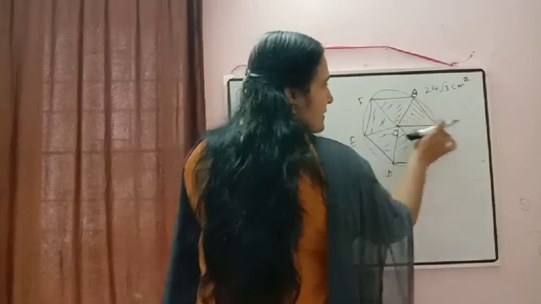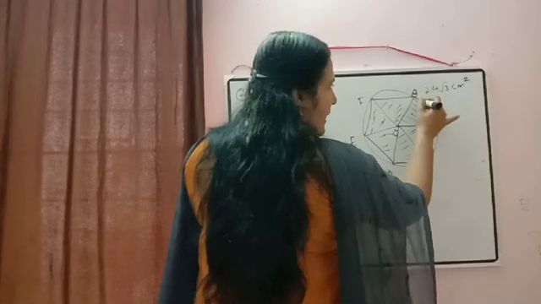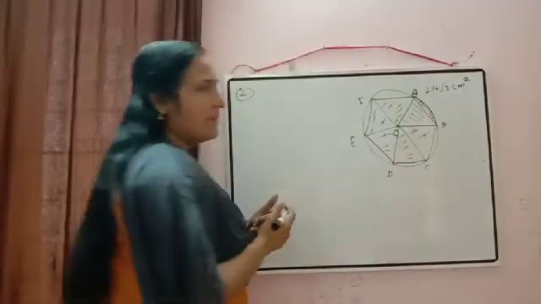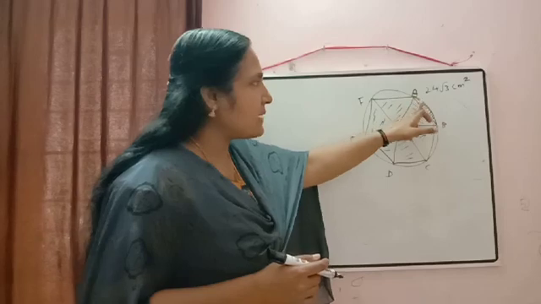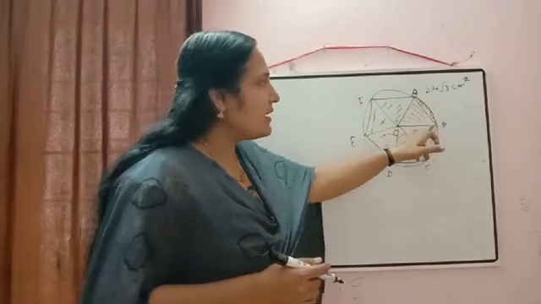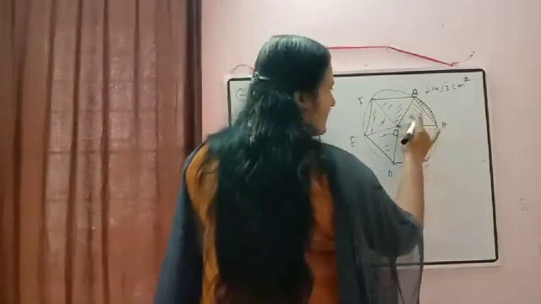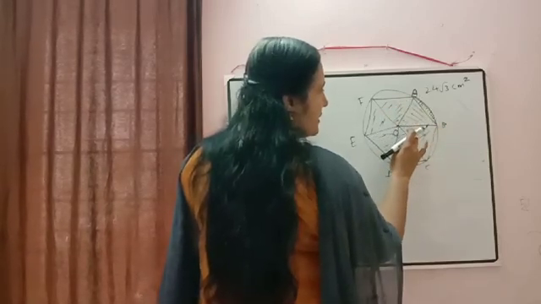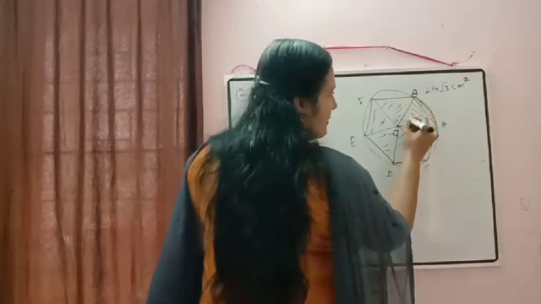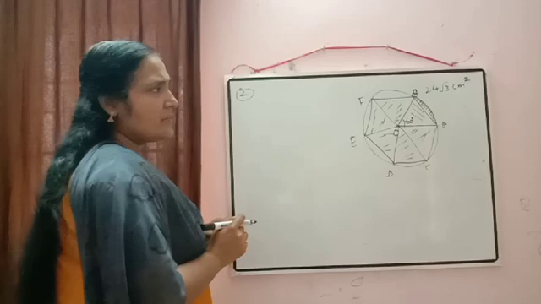If you check this sector OAB, and I subtract the area of this minor segment from the sector OAB, then only we will get the area of this triangle OAB. Now since it is a regular hexagon, it is divided into how many parts? 1, 2, 3, 4, 5, 6 parts are there. So this angle will be equal to 360 by 6, which is equal to 60 degrees. So we got the angle at the center is equal to 60 degrees.